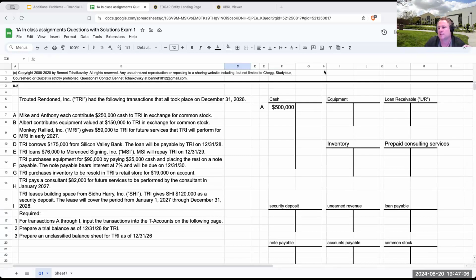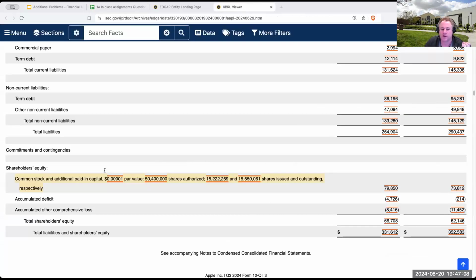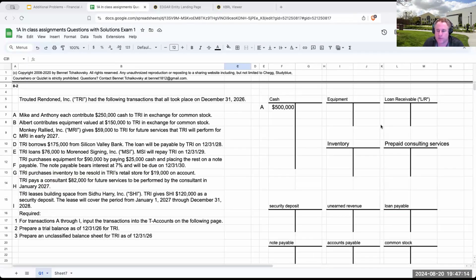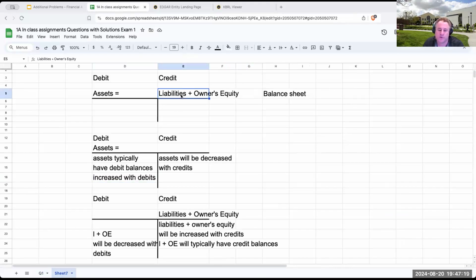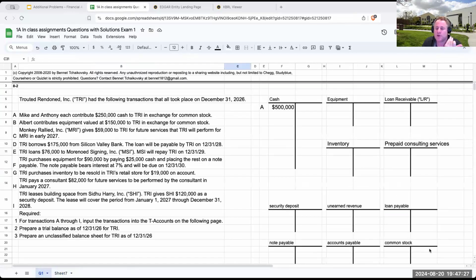What type of account is common stock? As we kind of saw over here from Apple, common stock is an example of an owner's equity or shareholder's equity, right? So if I come over here, liabilities plus owner's equity, I'm increasing the amount of shares that are outstanding. So I'm going to basically show this over here as a credit.